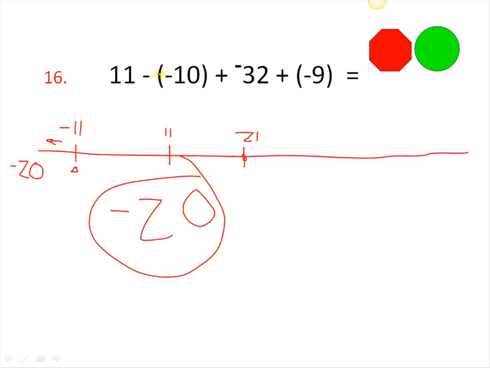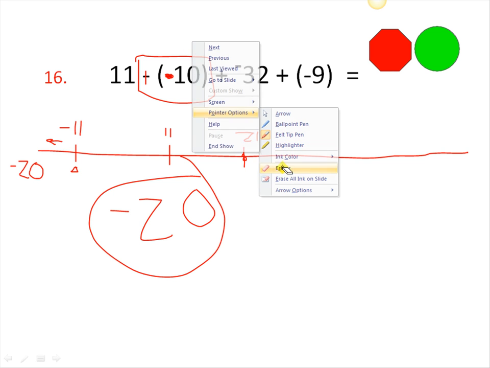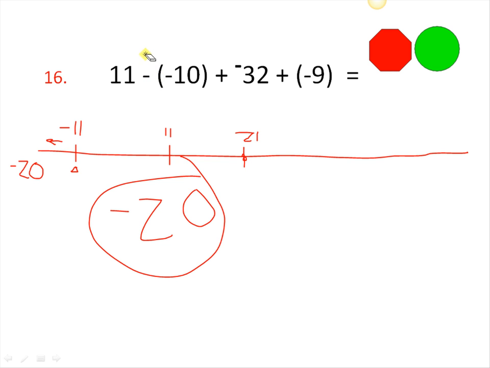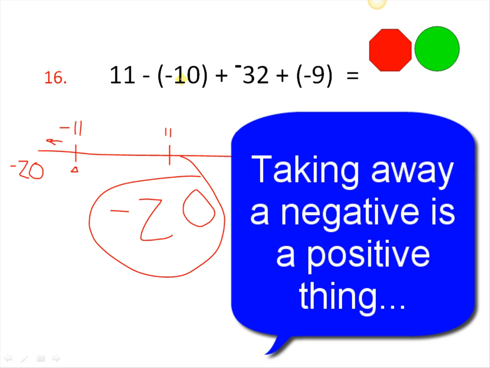One of the ways that helps me remember, I have two ways that I can remember. How do I deal with subtracting a negative? Well, if I take this little line right here and use it to make this a positive, then that means it's no longer over here. And so now I have 11 plus 10. And 11 plus 10 was 21, and that's what we got. Another way that I can deal with that is if I remember that taking away a negative is a positive thing.